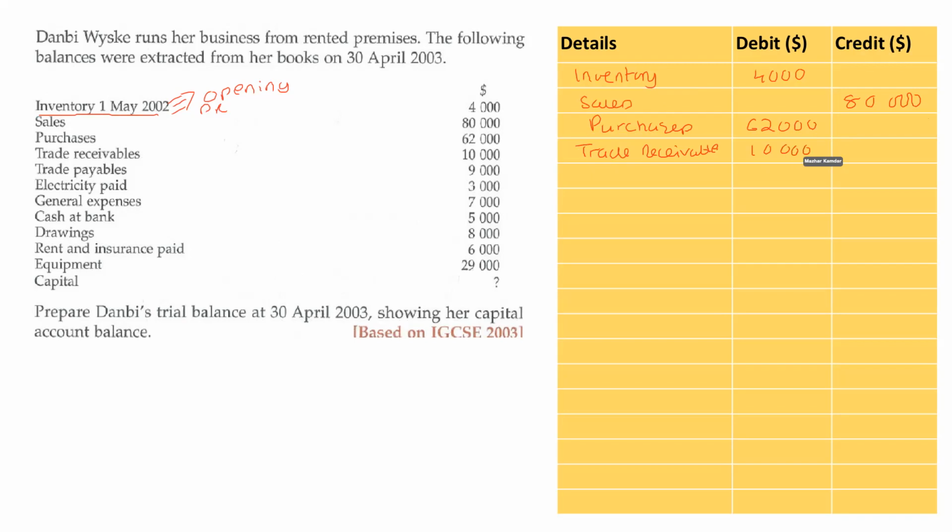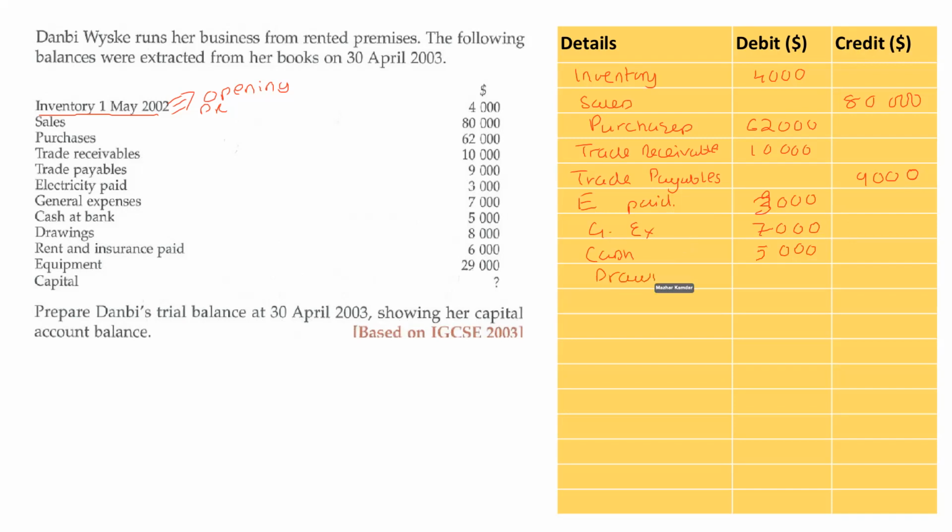Trade payables, these are your liabilities. These are the people from whom you've purchased goods on credit. Money is yet to be paid. Credit. Electricity paid, this is an expense. It would have a debit balance. General expenses, again it is your expense, it would have a debit balance. Cash at bank, this is your asset, it would have a debit balance.